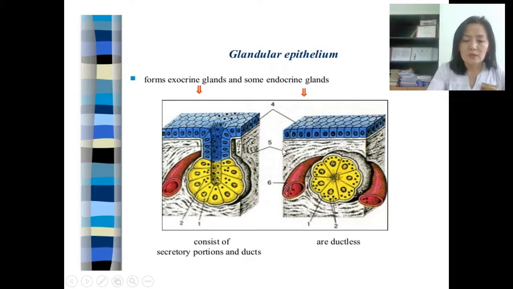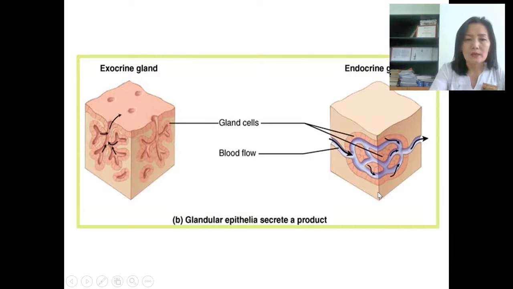Okay, morphologically, exocrine glands consist of two portions. This part is the secretory portion and this one is the duct. But endocrine glands, morphologically, are ductless glands. Ductless. They secrete directly into the bloodstream. We can see again here the difference between exocrine glands and endocrine glands. We can see here ducts and secretory portion, but this type of epithelium is ductless. Endocrine glands are ductless.